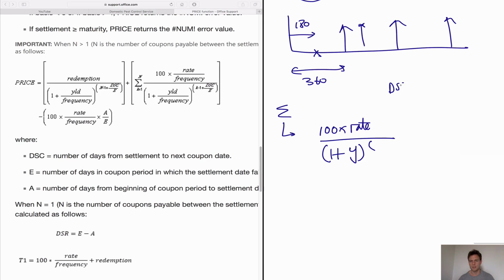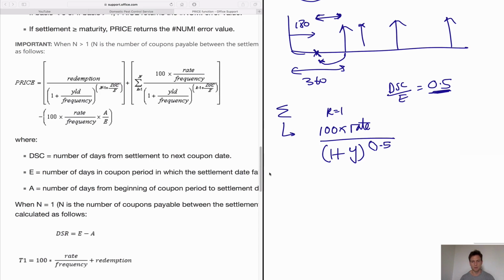So if you remember, DSC over E equals 0.5, and this is basically what fraction of the period is still remaining between our settlement date and the next coupon date, and that is 0.5 of a period. Okay, so 1 plus y to the power, and K equals 1 for the first cash flow. So K minus 1 is 1 minus 1 is 0. So it's basically 1 plus y to the power 0.5, which is exactly what we talked about before in the first part of the video, where we said we're going to discount this first cash flow at 0.5 of a year rather than a full year, because we've already moved halfway through the year.